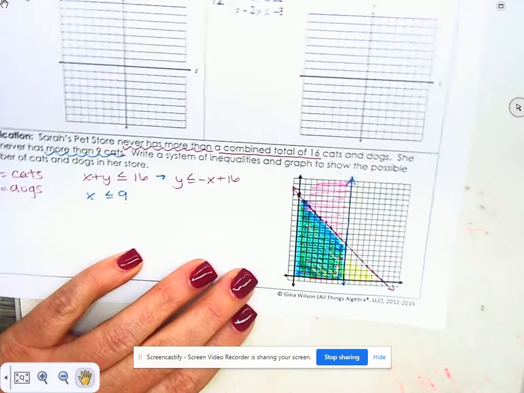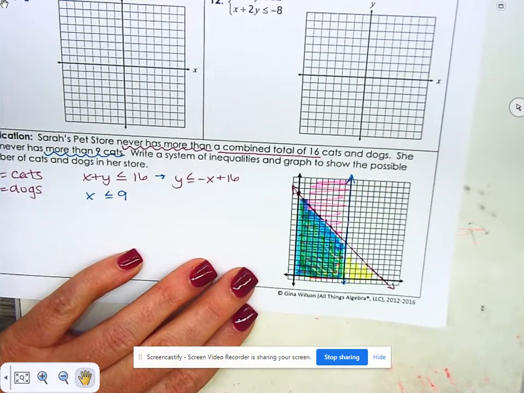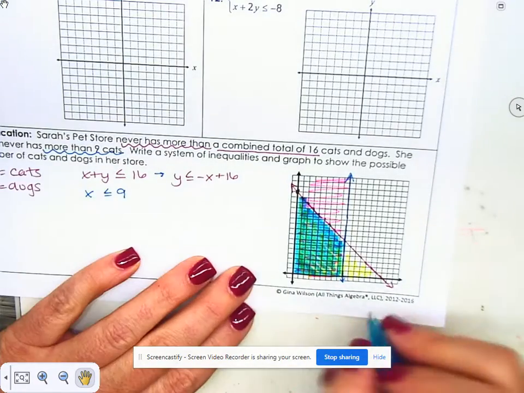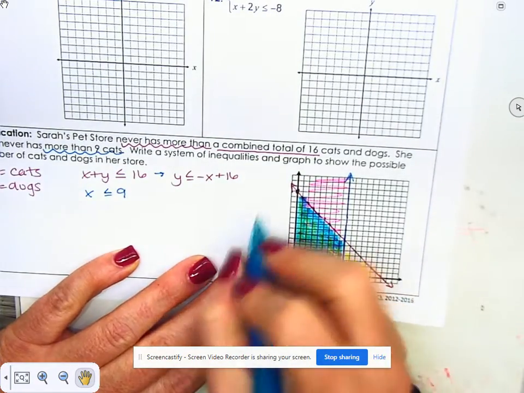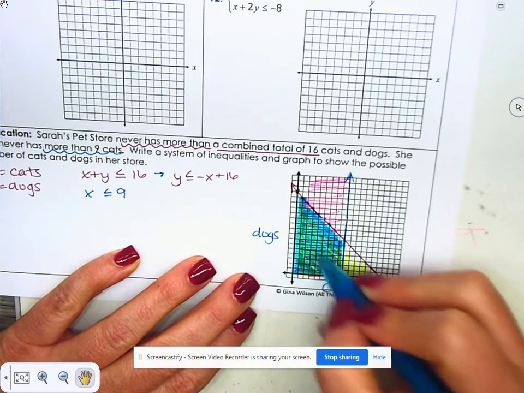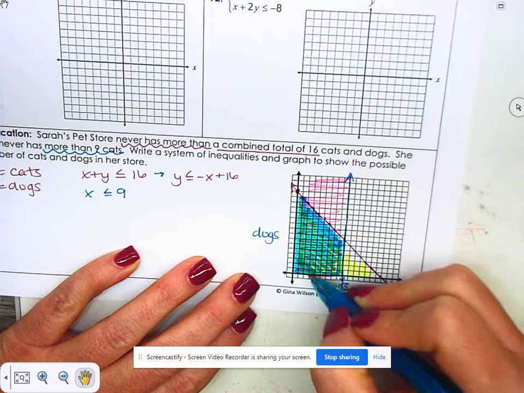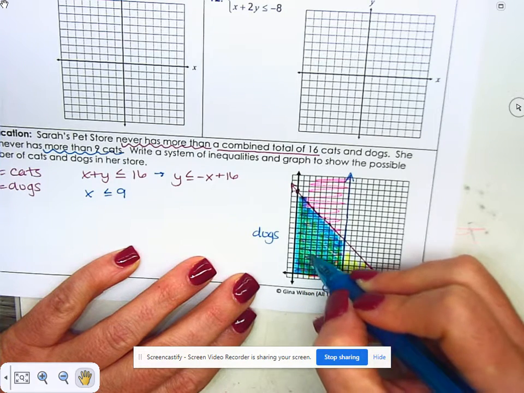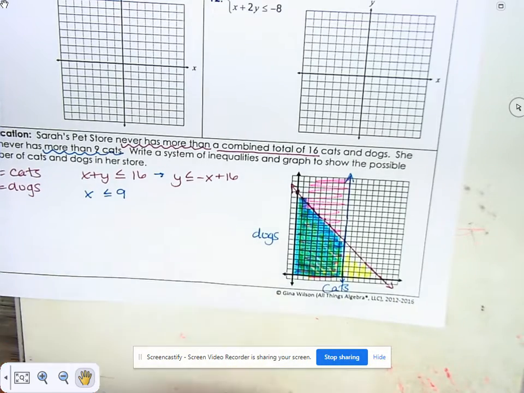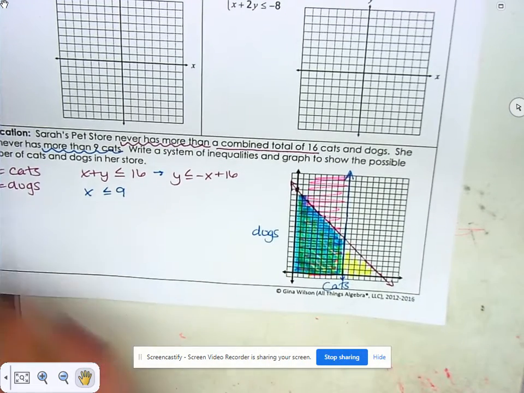So in other words, if this is cats on the bottom, because our X is cats, and this is dogs on the side, she could have any ordered pair in here. So like 1, 2, 3, and 1, 2, 3, 4, 5. So 3 cats, 5 dogs. That matches her criteria, because it's less than 16 and less than 9. But anything outside of that shaded area would not work.